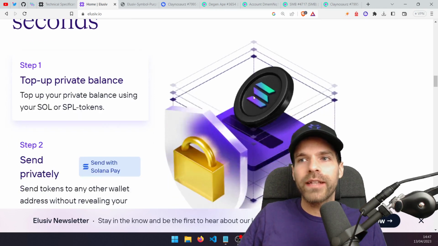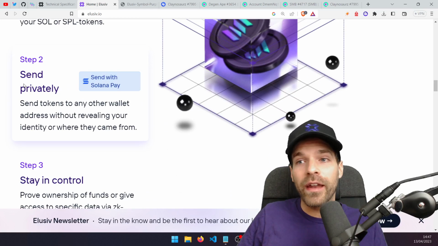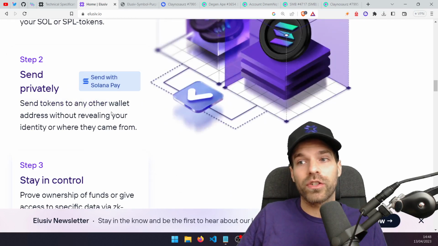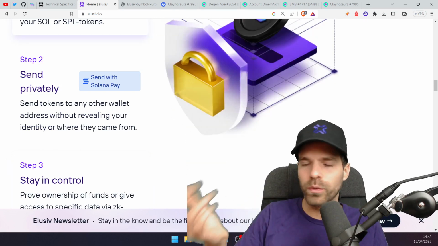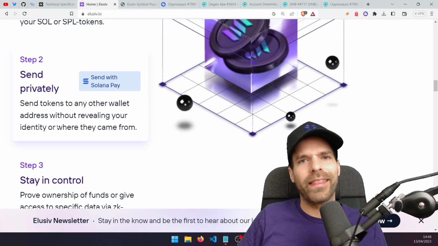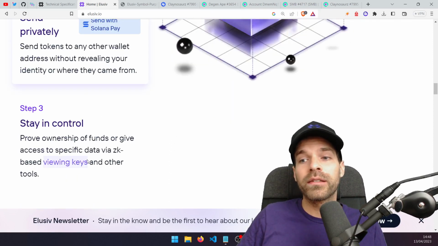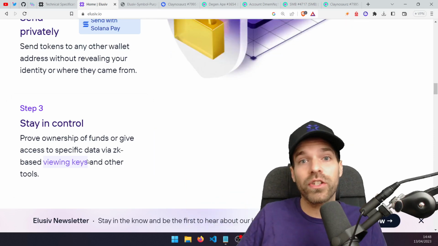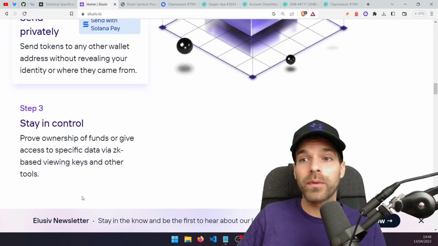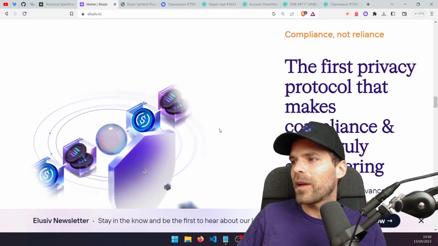And that works in 3 steps. Step number 1, we top up some private balance. And then we send a private transaction without revealing our identity. So somebody else sends on our behalf because we just said, send that from my private balance. And we stay in control. There are viewing keys that allow us and potentially other people to see the transactions that were actually made. But per default, not everybody can see which transactions we made. So let's have a look at that in practice actually. Or should we read up on compliance first?